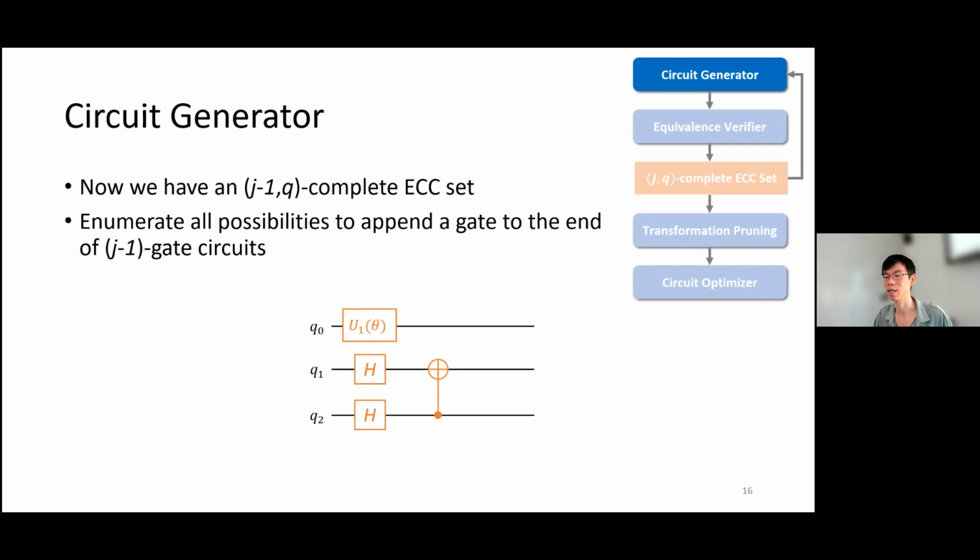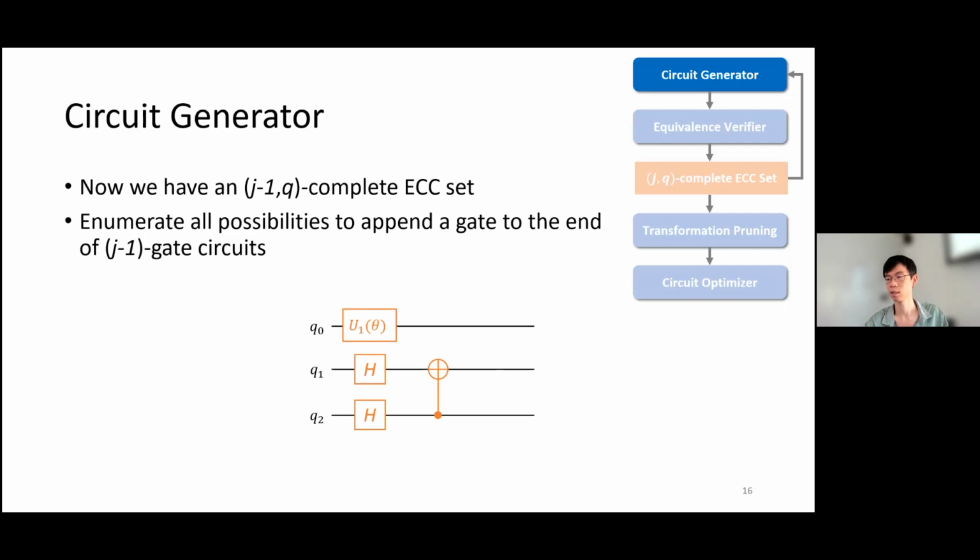And now we enumerate all possibilities to append a gate to the end of the j-1 gate circuit. For example, if the circuit is like this, then we can put a Hadamard gate on QB0 or QB1 or QB2, or we can put some other gates, for example, a CNOT gate. These are two qubit gates, and it's asymmetric, so flipping it creates another possible circuit.